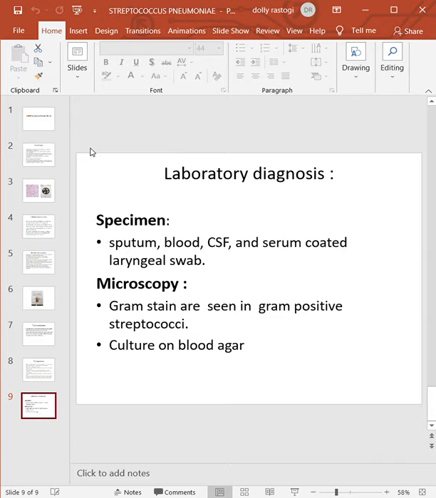If the sputum is not available, then serum coated laryngeal swabs, as in case of infants, may be used for culture.